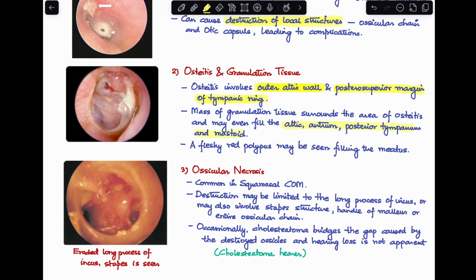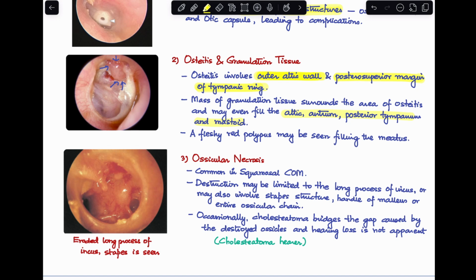You can see in the image over here, we can see a fleshy red polyp-like structure that is coming out from the attic, and it can fill up the meatus as well. Third change is ossicular necrosis. Here, this is a very common feature of the squamosal type, and this can also be seen in the tubotympanic type or the mucosal type, but it is rarer over there. And destruction may be limited to the long process of incus, or it can also involve the stapes suprastructure, handle of malleus, or entire ossicular chain.